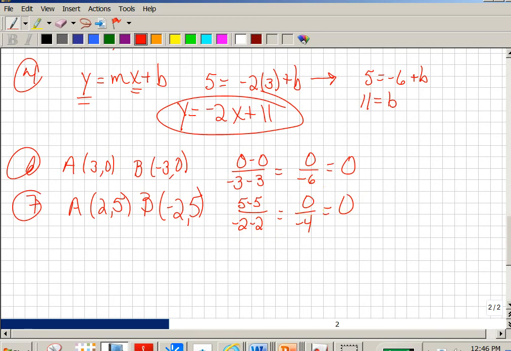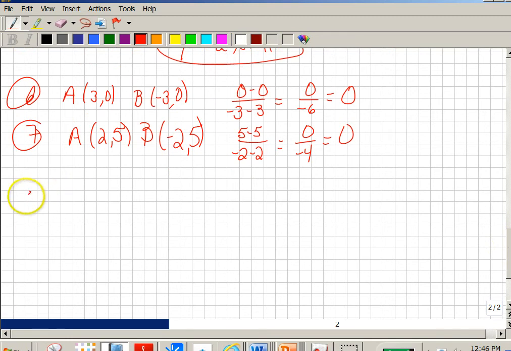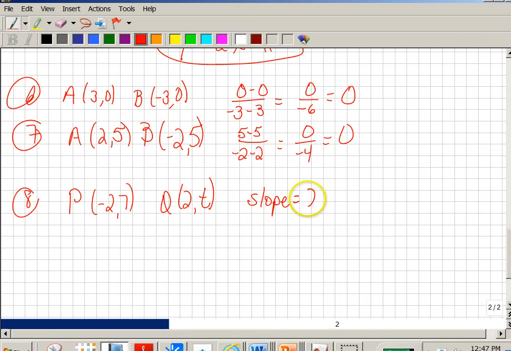Number 8, a little tougher problem. We're given 2 points. Point P is negative 2, 7. Point Q is 2, T. Now it tells us to find T if PQ is perpendicular to a line with a slope of 2. So the slope of the line that it is perpendicular to is 2. The slope of our line, which is perpendicular to that, is the negative reciprocal. So you flip 2 over, make it a half, and make it negative. So you always just flip it, change the sign. That's for perpendicular slopes.